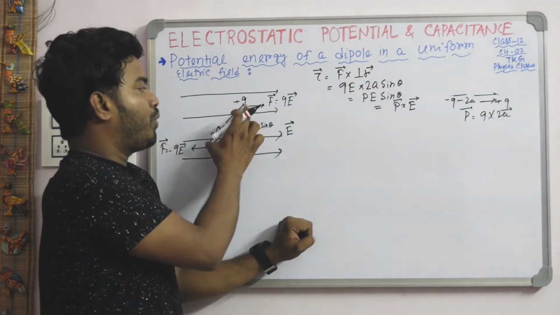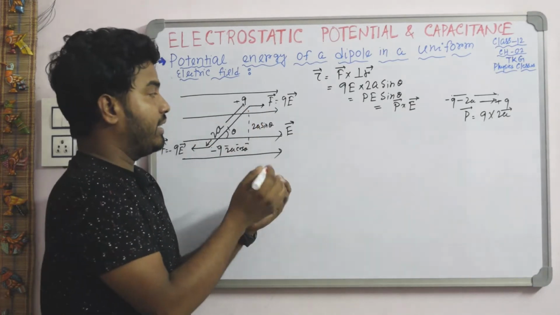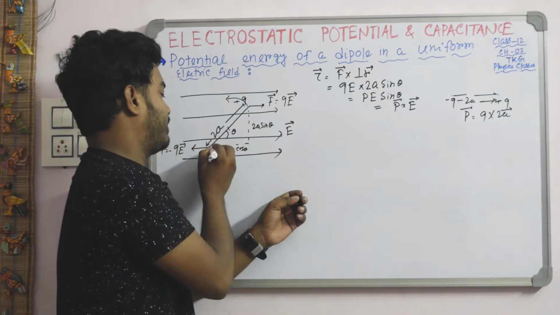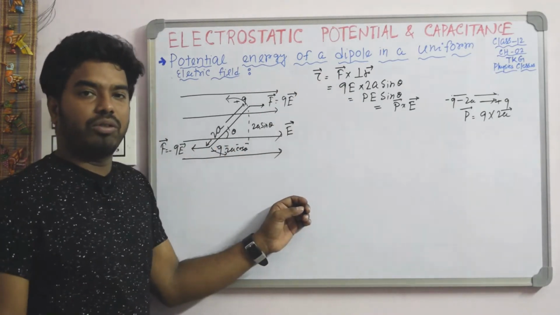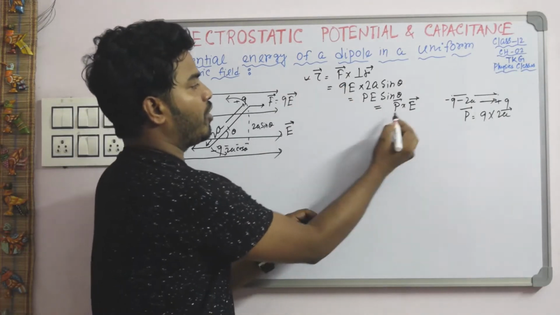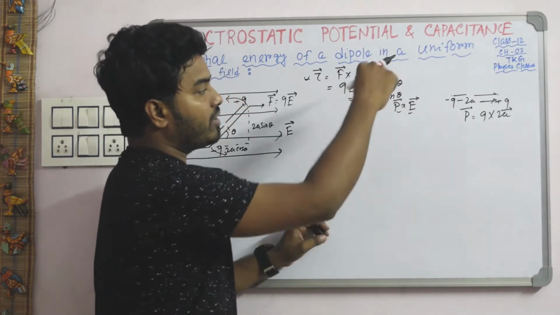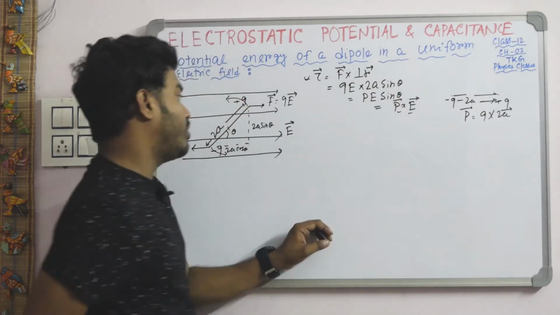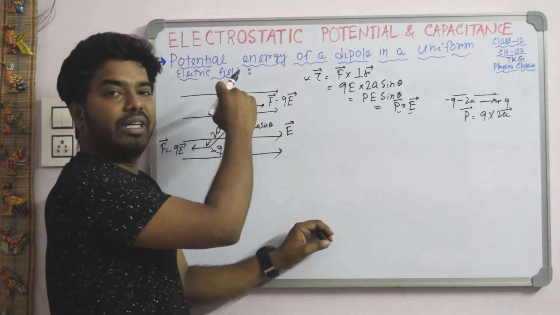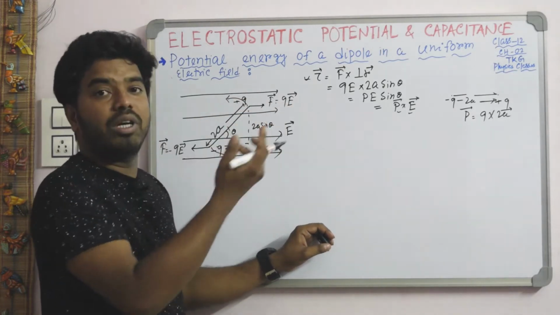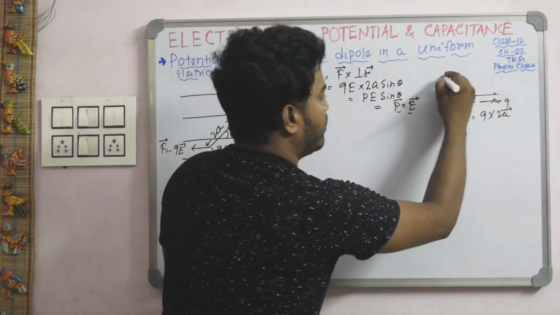Now suppose this dipole is rotated through an angular displacement d theta, anti-clockwise, against the direction of torque. You know the direction of torque, the formula is P cross E, the cross product of P and E, which is directed by the right hand thumb rule. So when this dipole is rotated through an angular displacement d theta against the torque, what have we done? Work.